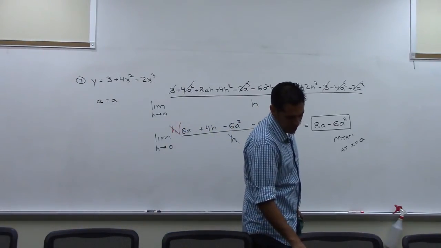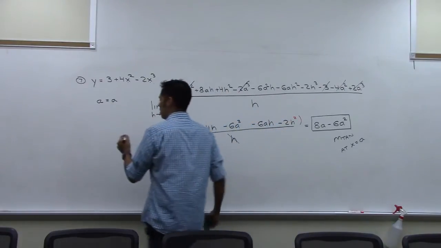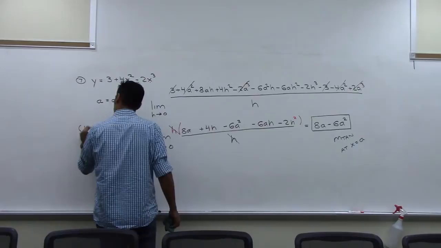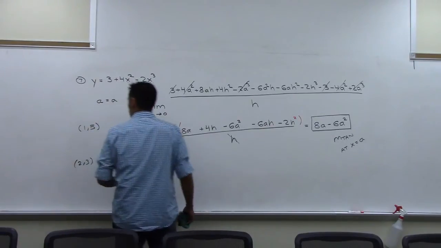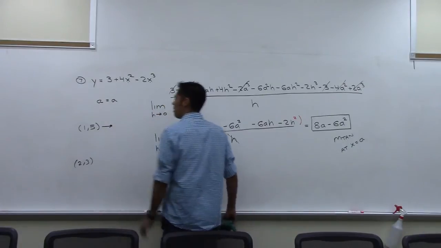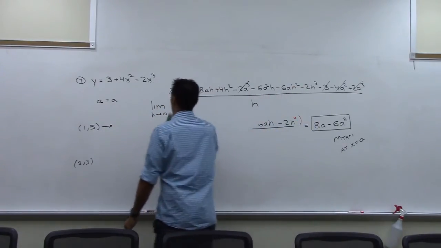Part B, it says, find the equation of the tangent line at the points 1, 5, and 2, 3. So let's talk about this at 1, 5, and then at 2, 3. So at 1, 5, let's first determine what the slope of the tangent line is.